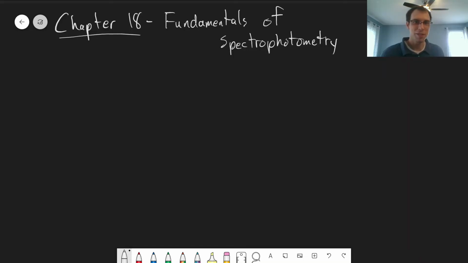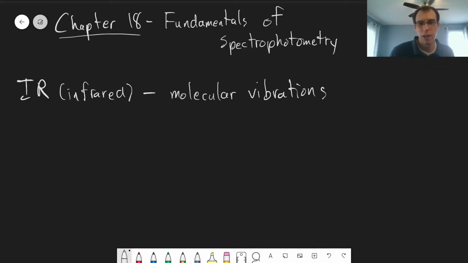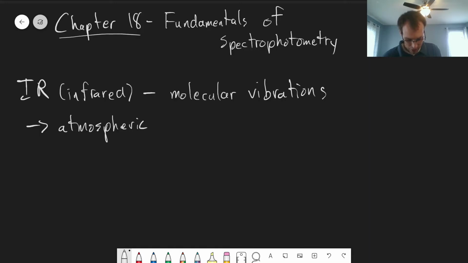So, Chapter 18, Fundamentals of Spectrophotometry. This is one of my favorite topics because it is directly related to the research I do. I do infrared spectroscopy, or IR, which is one type of spectrophotometry. This specifically measures molecular vibrations, which is what I look at with my research. But spectrophotometry is a widely used technique with lots of different applications. My particular application is atmospheric chemistry. I'm interested in studying molecules that exist in the atmosphere with spectrophotometry to measure their concentration levels and other properties.